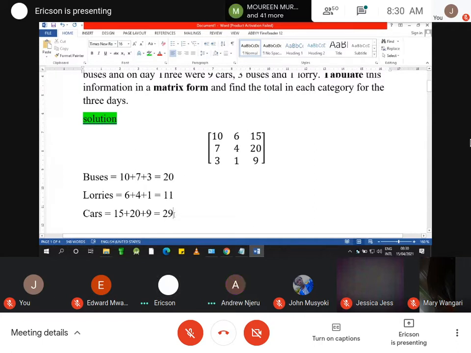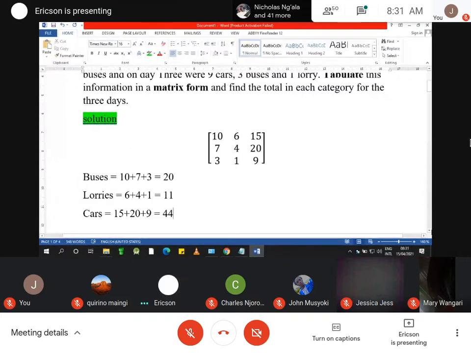Excuse me, sir. You have made a mistake for the number of cars. You have made a mistake. I've seen. Yeah, it's a mistake. It should be 44. Correct. Should be 44. Yeah.